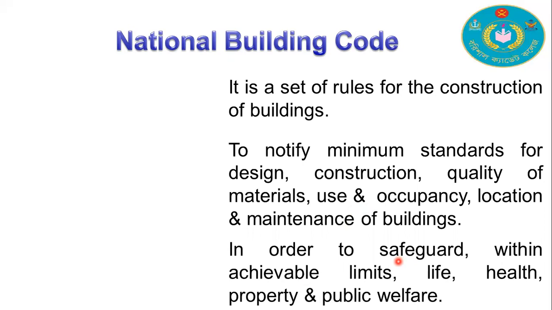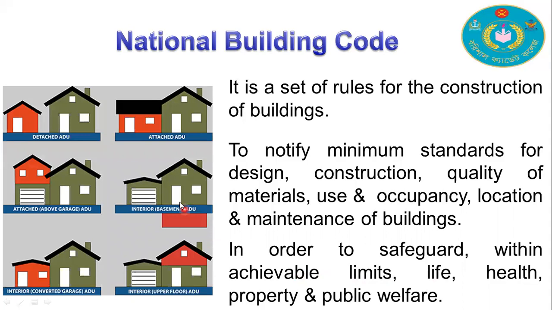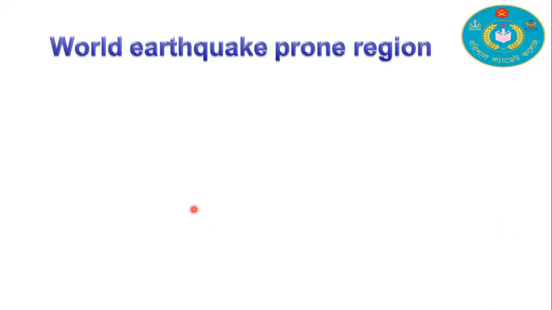That is, in the National Building Code, these parameters are included. That means the National Building Code acts as a safeguard, within achievable limits, for life, health, property, and public welfare. You can see some pictures of buildings here, which are based on the National Building Code. Okay, the next topic today is World Earthquake-Prone Regions.